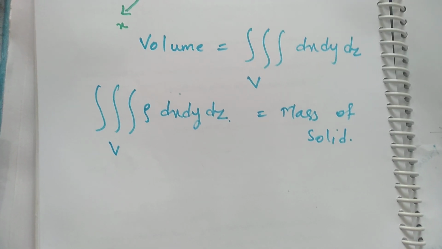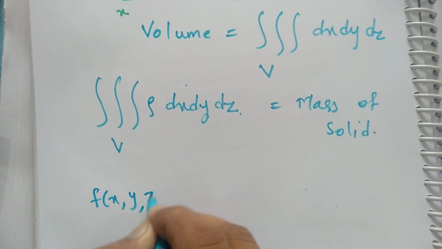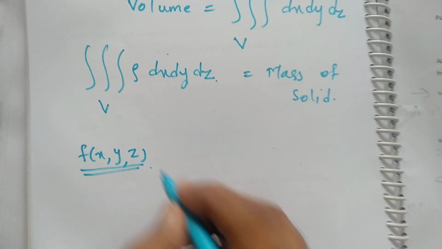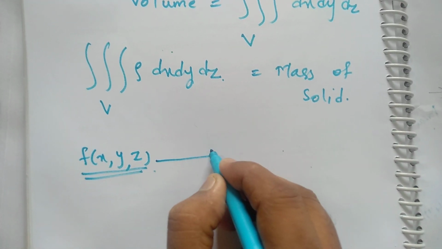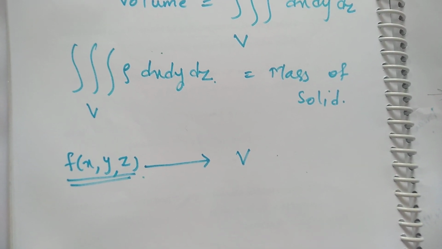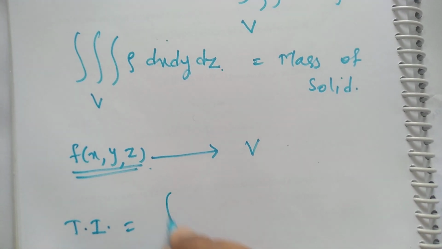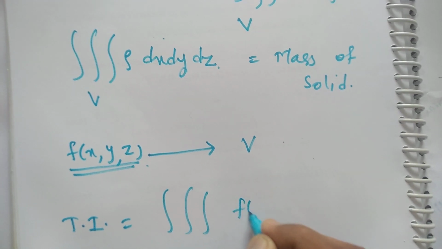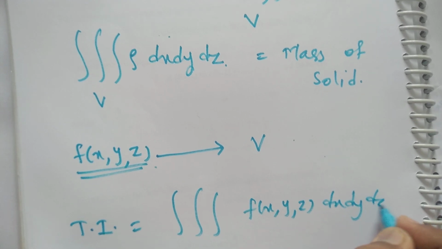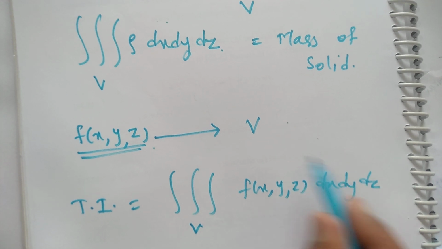For defining triple integration, a function of three variables should be given on which this triple integration concept is defined. This function should be defined over some volume bounded by a closed surface. Then triple integration is defined, in short form, as the triple integration of f of x, y, z dx, dy, dz over the volume V. This is how triple integration is defined.